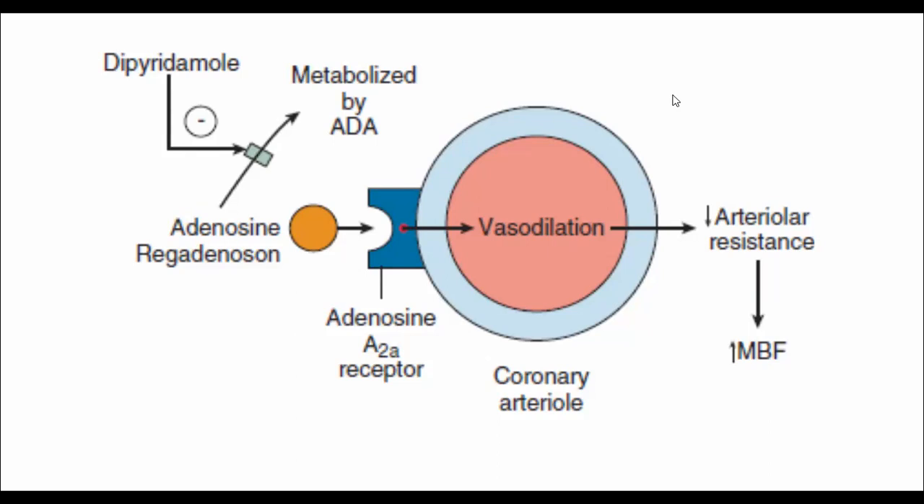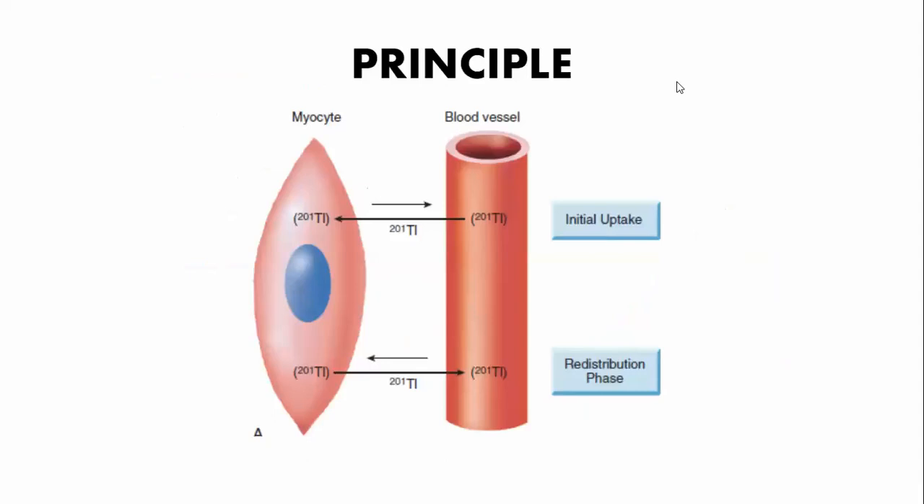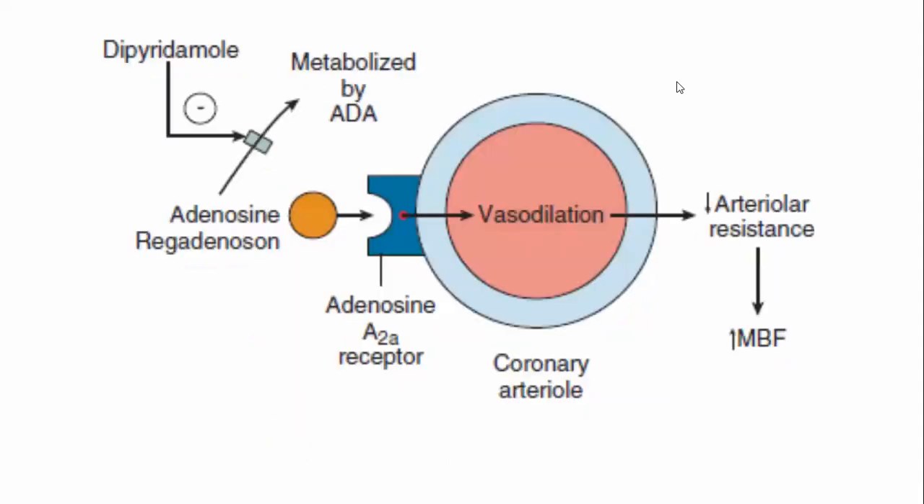Regadenoson acts on the A2A receptor. There were two major trials on it. One was the ADVANCE MPI trial, and one was the ASSURE trial. When they compared Regadenoson and adenosine, there was no additional benefit. Both are equally good. The only advantage is that Regadenoson has fewer side effects, which is very important.